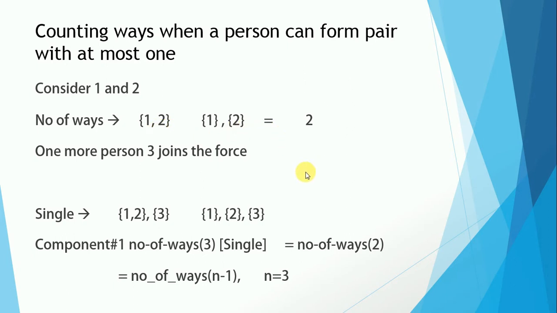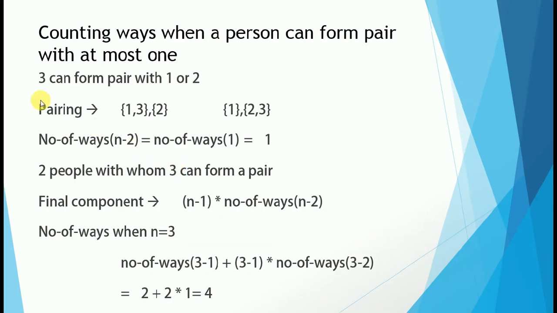This means that the number of ways is same as the number of ways for 2 people. That means when n was 2. So I can say that the number of ways when 3 stays single is equal to the number of ways when n was 2. Remember, 2 is equal to 3 minus 1. So for any n, the first component will be given by the number of ways for n minus 1 when n stays single.